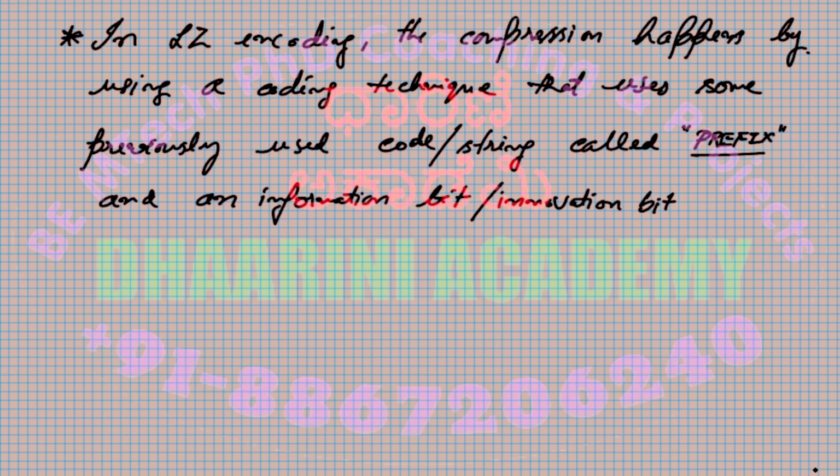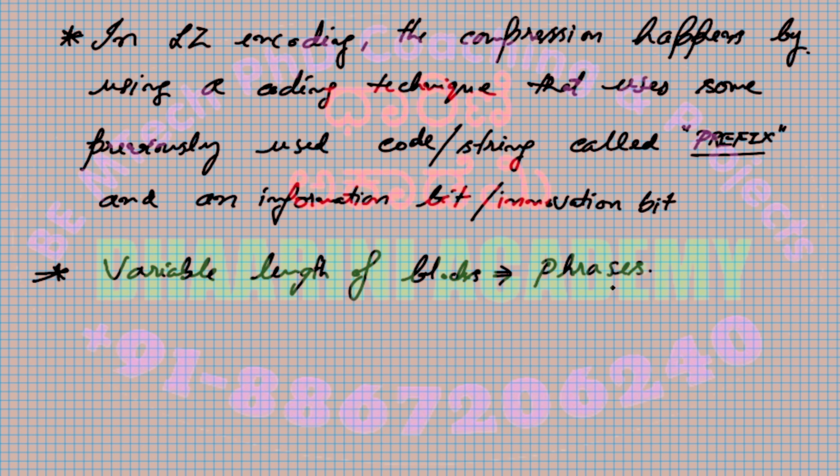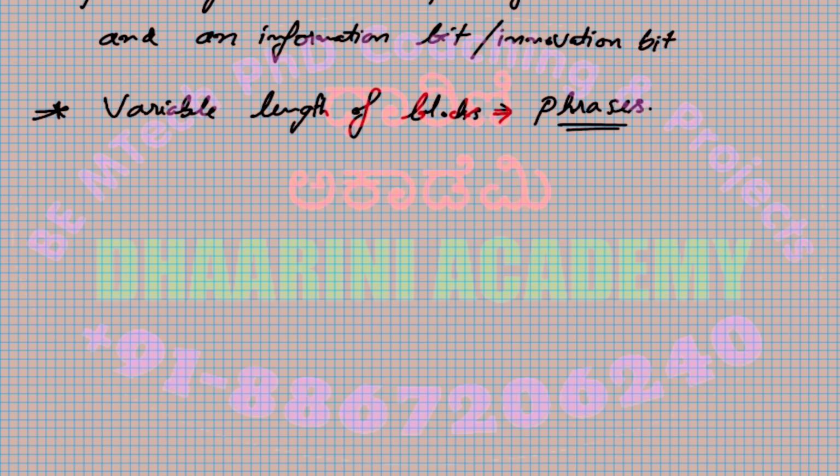Okay, now whatever we generated so far is going to be called by a word, phrases. So I'll write: the variable length of blocks are referred to as phrases. Anyway, I'm not going to use this word when I solve the problem, but the steps we refer to in the textbooks say that all these words are there. Okay, fine, let's proceed further.